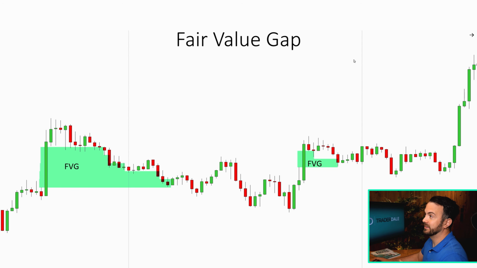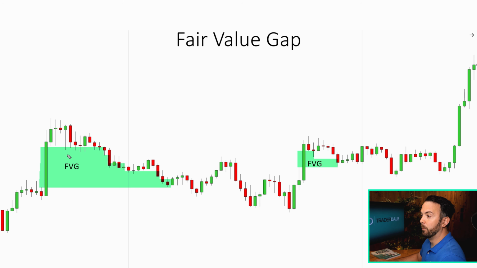Fair value gap is essentially from smart money concepts, and people that are trading smart money concepts are usually using it a little bit differently. For example, like a support or resistance zone, or for a directional bias. In this case, we'll use it to measure strength of buyers or sellers.